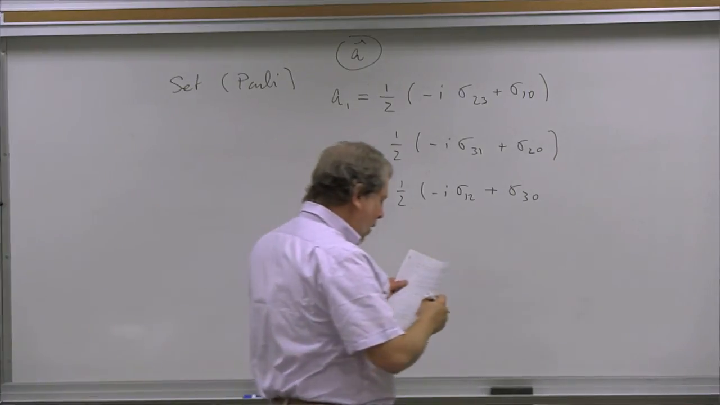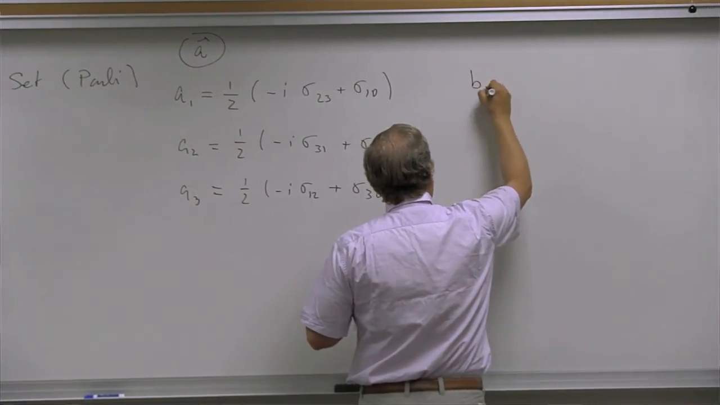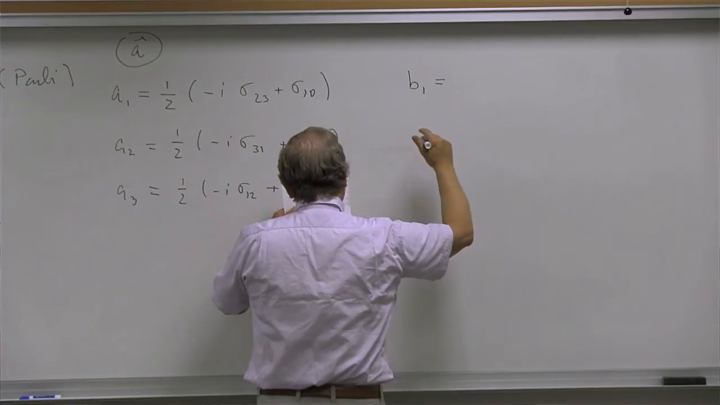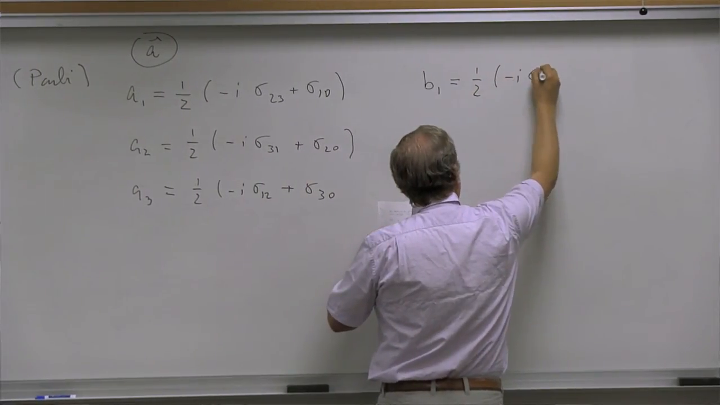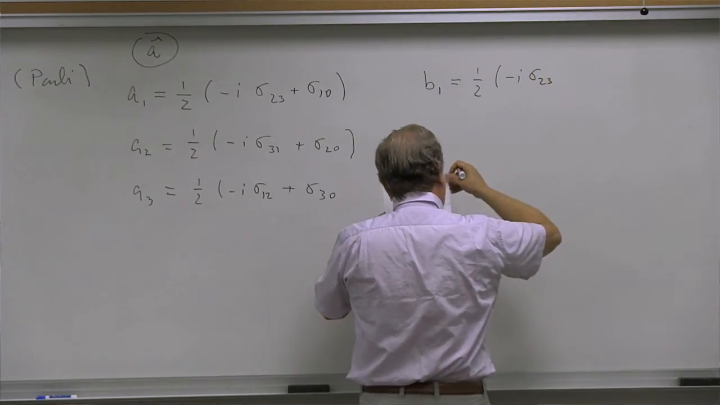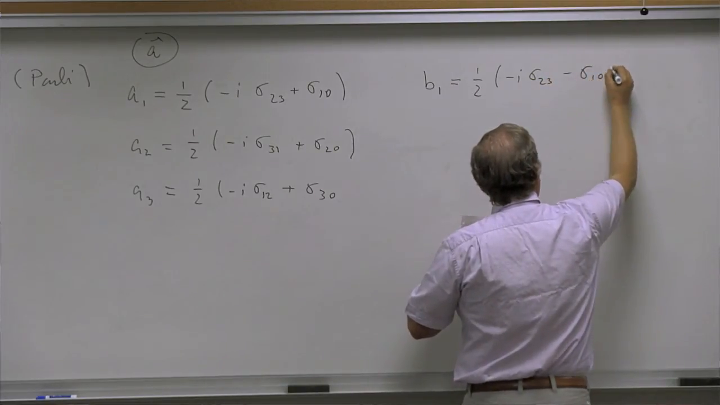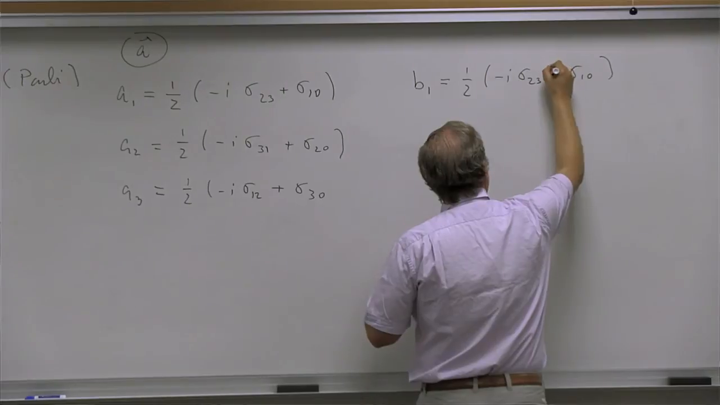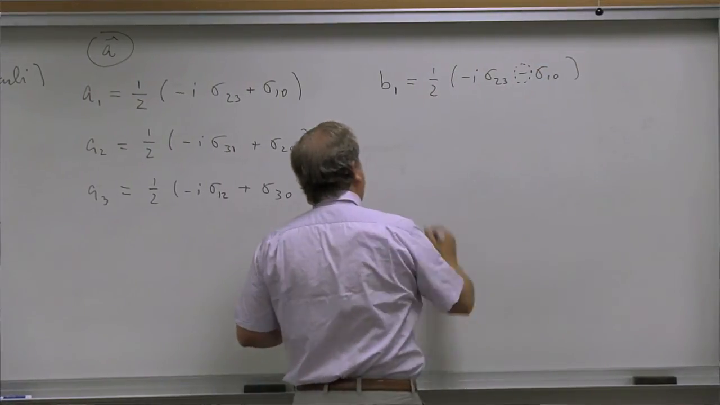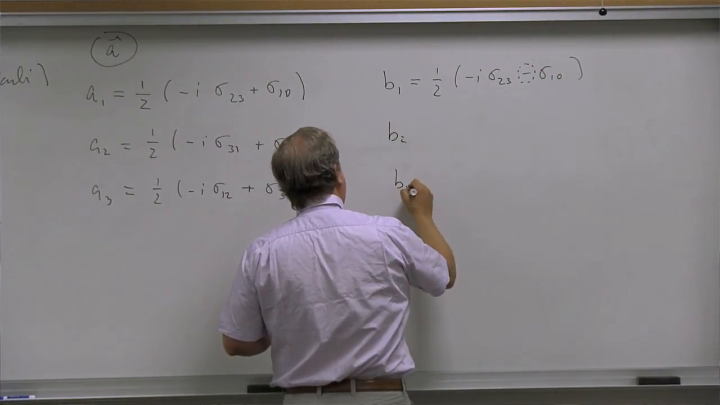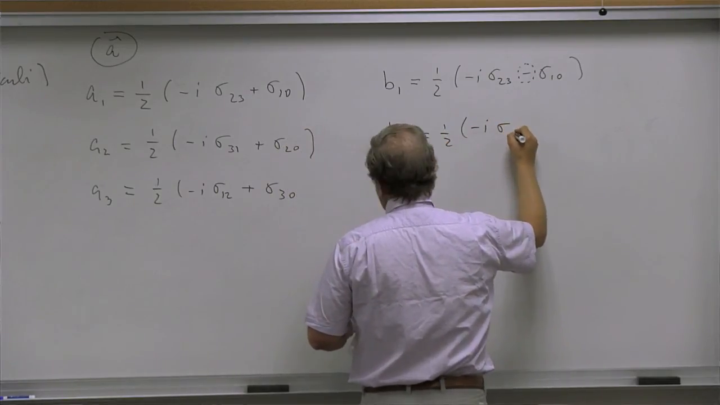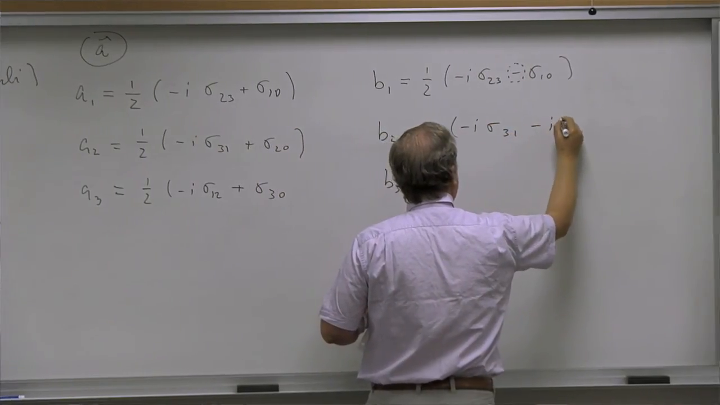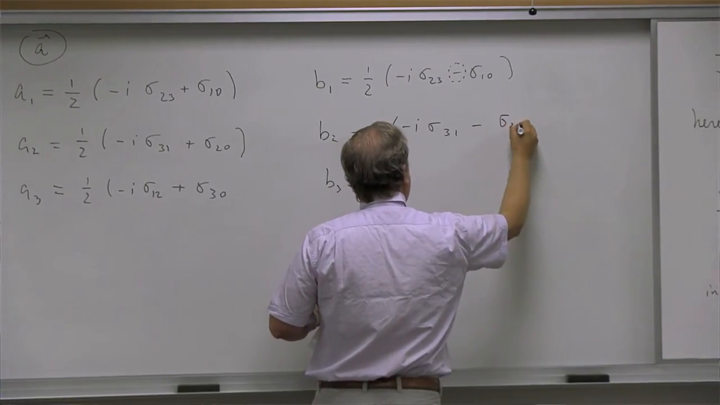And now we need another one. So we define B1 to be 1/2 times minus i sigma 2,3 minus sigma 1,0. And then B2 and B3 similarly. So 1/2 minus i sigma 3,1 minus sigma 2,0.